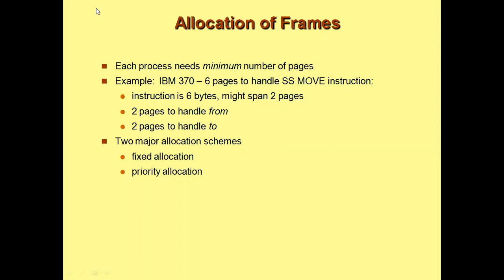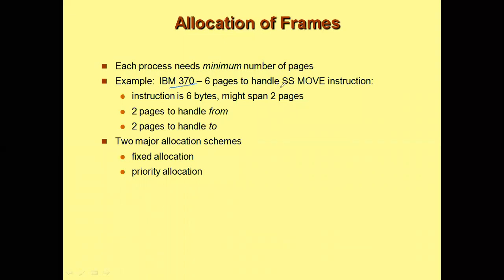Each process needs a minimum number of pages. There's an example given here in IBM 370. There is an instruction by name SS move which requires 6 pages to handle this. Let's say the instruction is of 6 bytes. For the instruction, we need 2 pages, and for the from and to. Since this is move, we'll have to move from one place to another place that is mentioned in to. So each requires 2 pages. Each of the instructions requires some minimum set of pages.